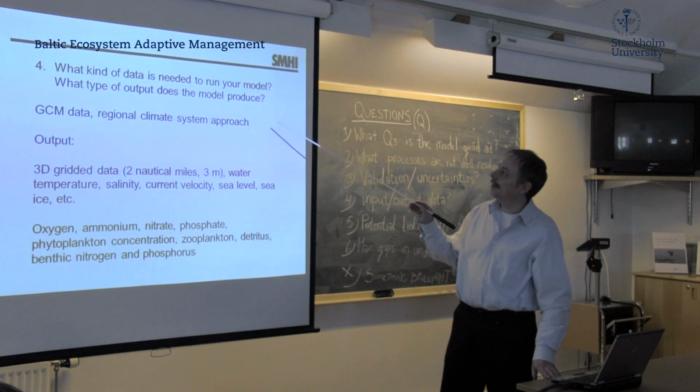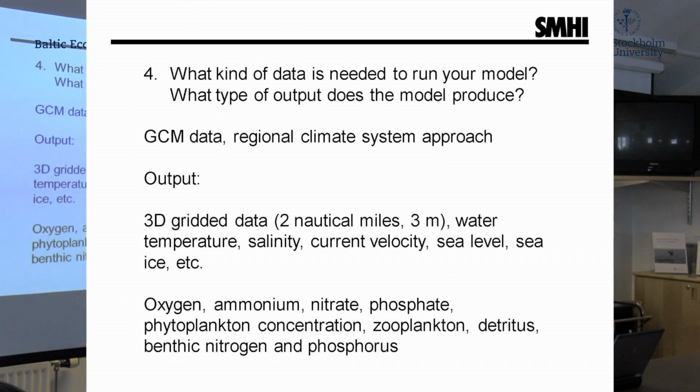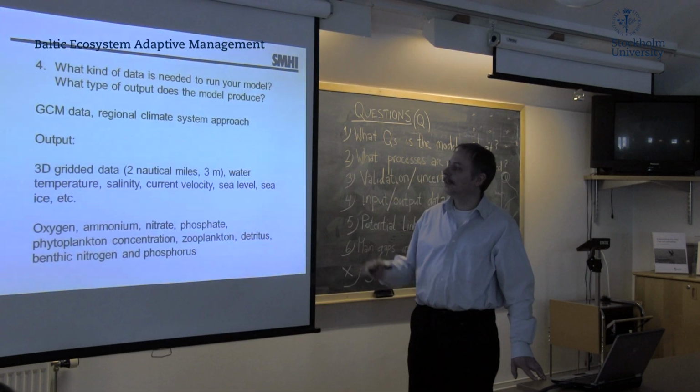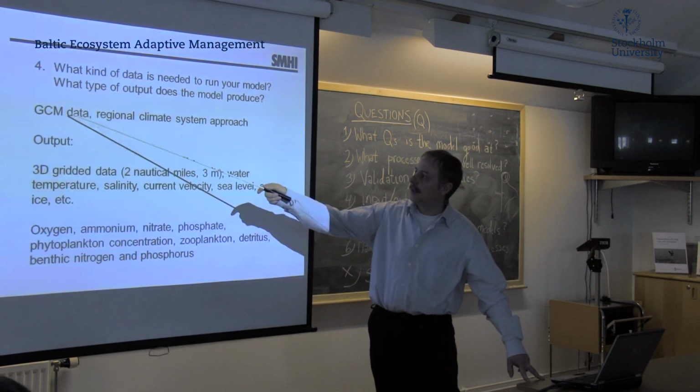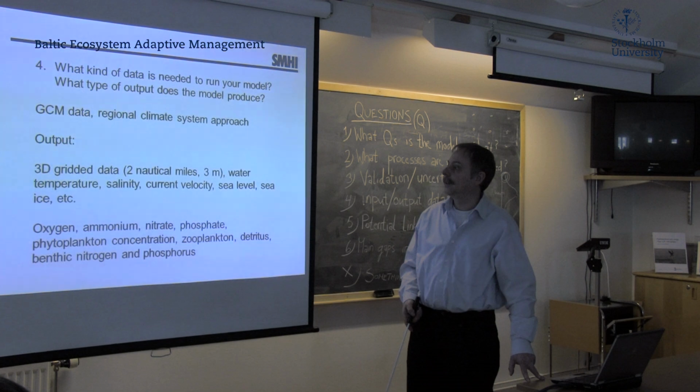What kind of data is needed to run your model? What type of output does the model produce? Well, I told you that we are working a lot with the system approach. That means that we use models to generate the forcing. So regional climate system models. So for instance, the wind speed is not observation, but it's coming from an atmospheric model. And that is, if you want to go back or forward in time, the downscaling from global climate data.